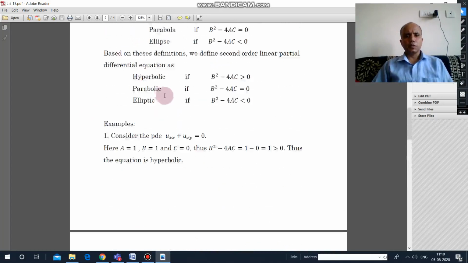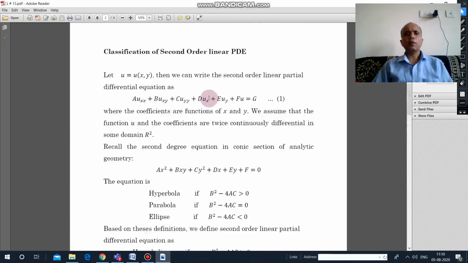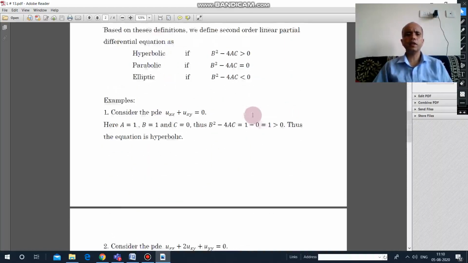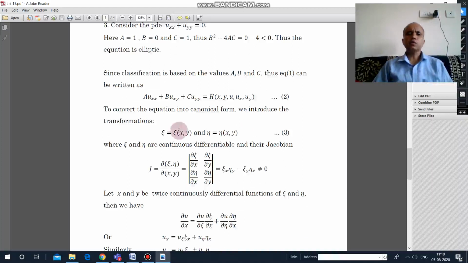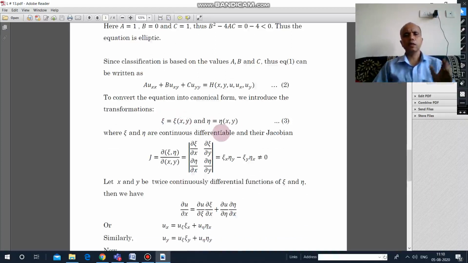If you look at this equation, for classification purpose we need only a, b and c. It means all these things are not required. So if we put all these values here in right hand side, then we can write this equation in this form: auxx plus buxy plus cuyy equal to h, where h is a function of x, y, u, ux and uy. Clear?